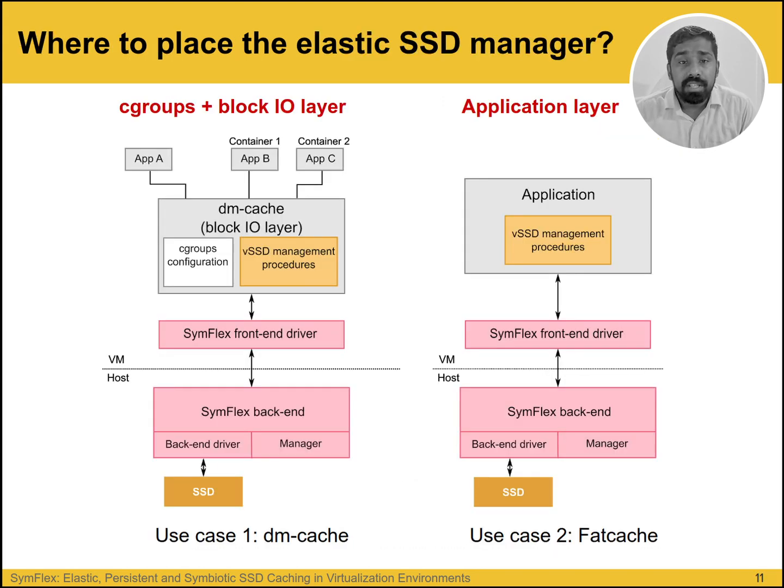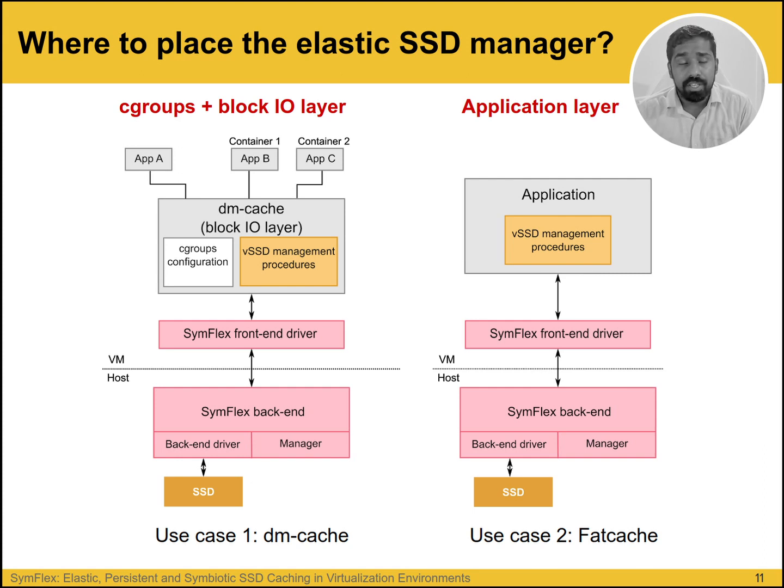To demonstrate the efficacy of SymFlex, we modified two existing applications to operate with an elastic SSD device. The first one is DM-cache and the second one is FatCache. DM-cache is a device-mapper-based cache to store disk I/O blocks. With SymFlex, we employ the VSSD device as a cache device, and we kept the elastic SSD manager as part of the DM-cache in the block I/O layer.